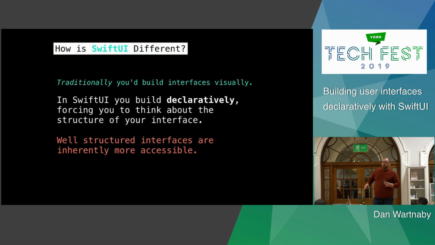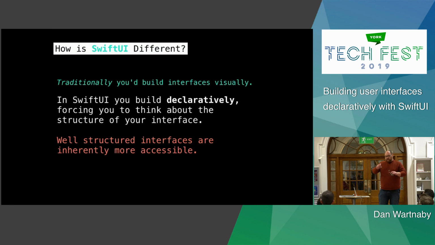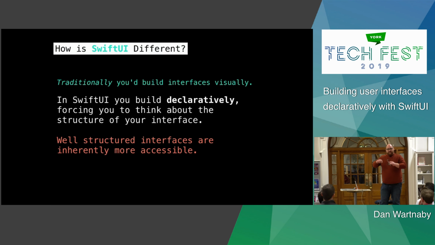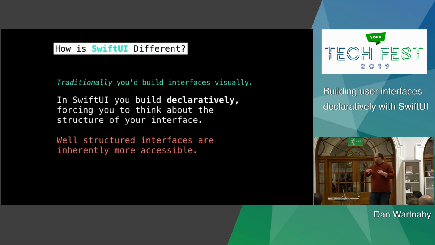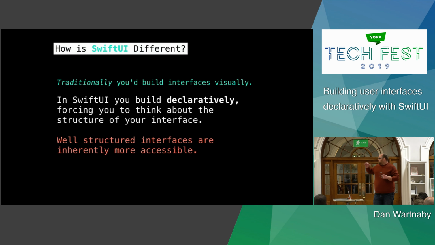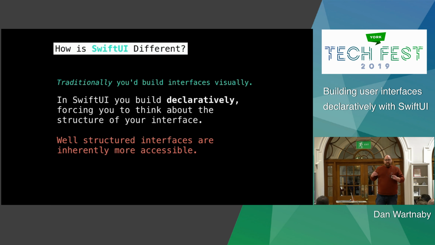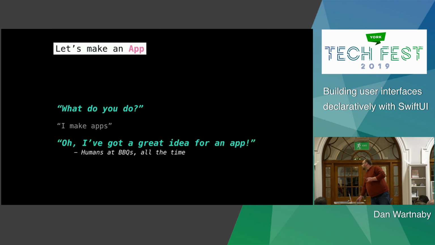And, most importantly, historically you built UIs visually. You would place things on screen exactly where they went, and that made you as the designer or the developer of that application make certain choices. It made you make certain assumptions. SwiftUI is declarative, so it forces you to think about the structure of your user interface long before it forces you to think about where things go. And well-structured interfaces are more accessible.